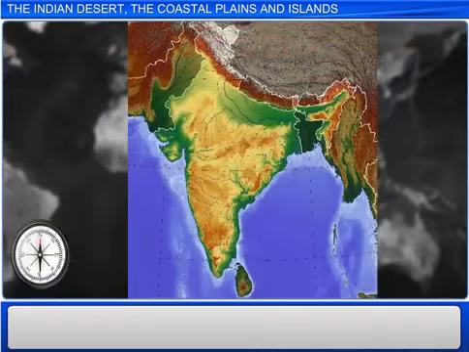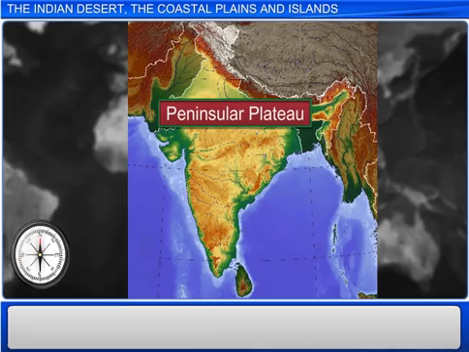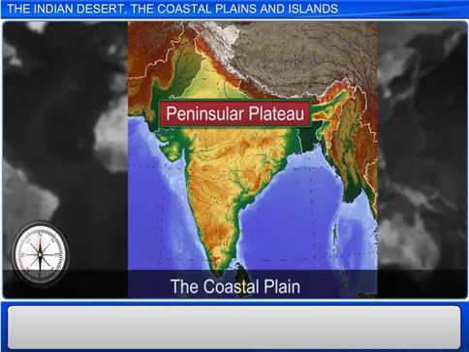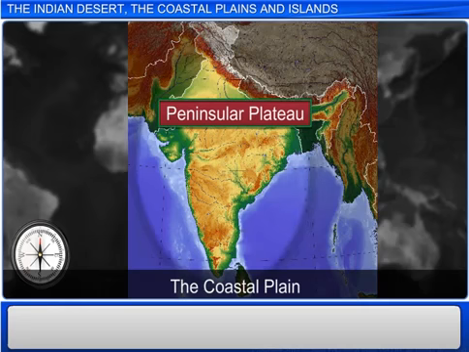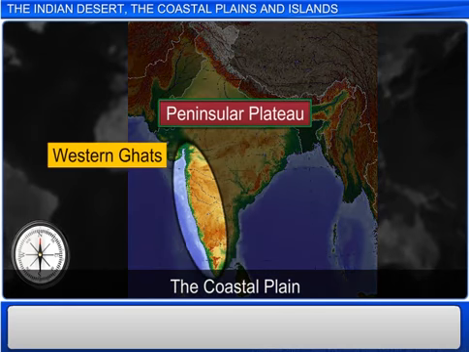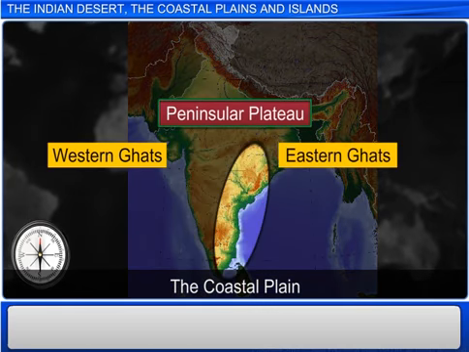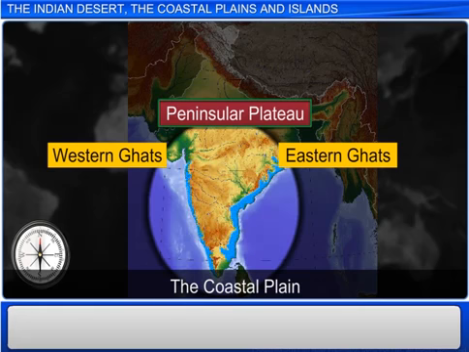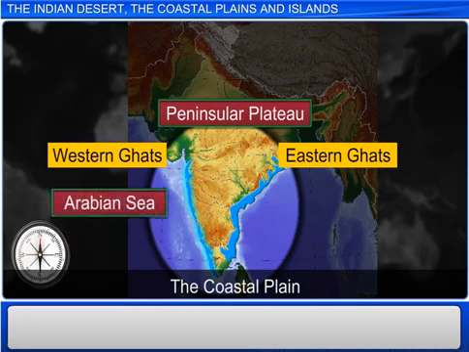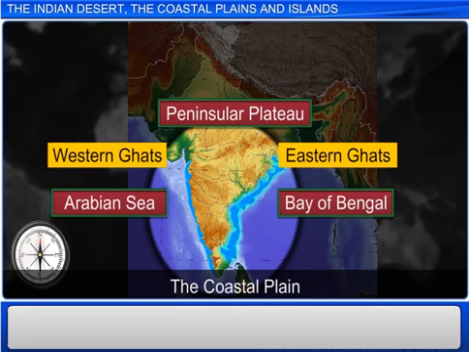Let's go back to the Peninsular Plateau. As you can see, beyond the Western Ghats and the Eastern Ghats, the plateau is bordered by narrow coastal strips. The western strips run along the Arabian Sea, while the eastern strip is along the Bay of Bengal.